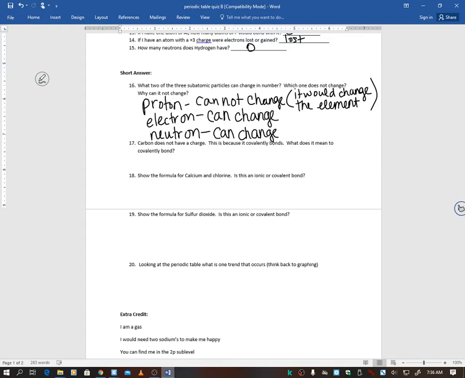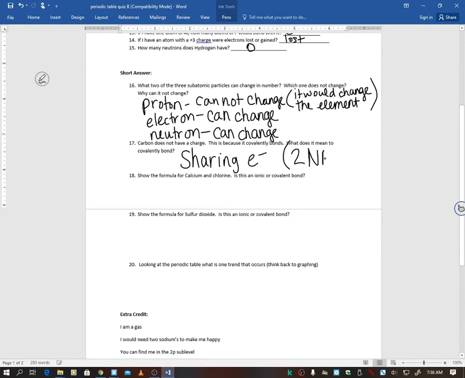All right, number 17, carbon does not have a charge. This is because it covalently bonds. What does it mean to covalently bond? It means that it is sharing electrons. Okay, remember, that has to be 2 non-metals. And remember that hydrogen, even though it's on the metal side, it is an exception. It is a non-metal.